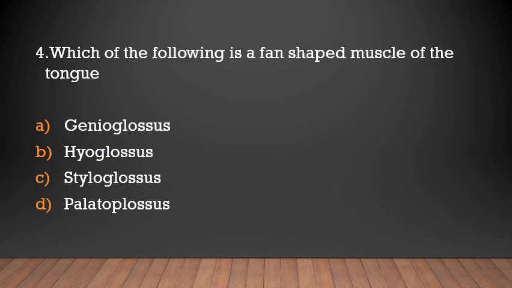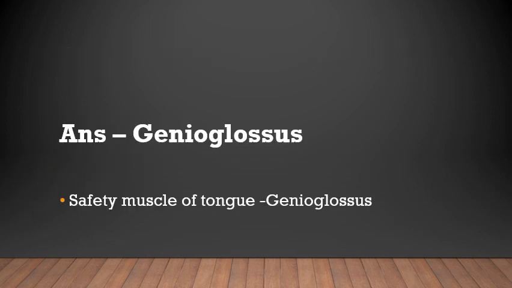Which of the following is a fan-shaped muscle of the tongue? Genioglossus, hyoglossus, styloglossus, palatoglossus. Genioglossus. Genioglossus is the fan-shaped muscle of tongue. It's also known as safety muscle of tongue.